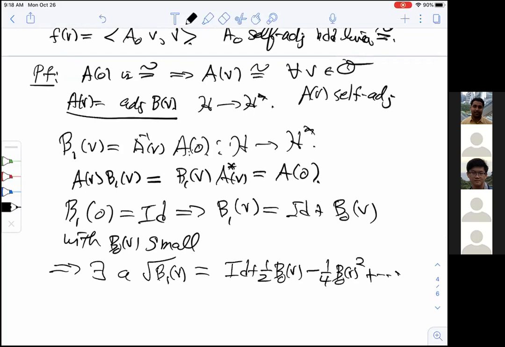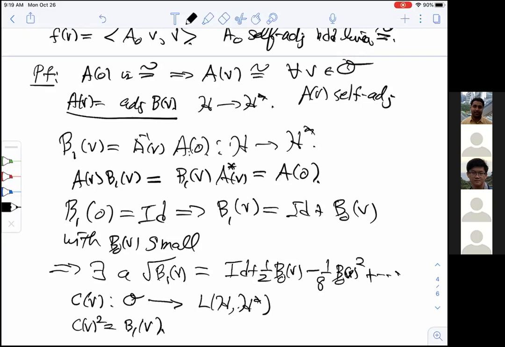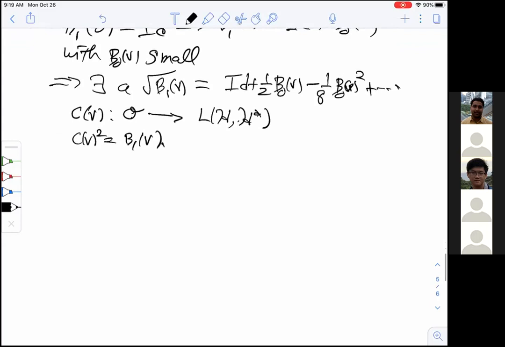You see, I've made the first two terms, the identity composed of the identity, here you get a half B naught, here you get a half B naught. So these two give me the identity plus B naught, which is what I want for the square, but then there's the leftover term, which is a quarter of B naught squared, so I subtract off an eighth B naught squared to cancel that. And you just keep going. Because you're taking higher and higher powers of B and the norm of B is small, this is an absolutely convergent series and gives you a continuous C of V, a map from our open set into bounded linear operators from H to H star, and C of V squared is B1 of V. So you can take the square root of B1 continuously, or smoothly, in V.